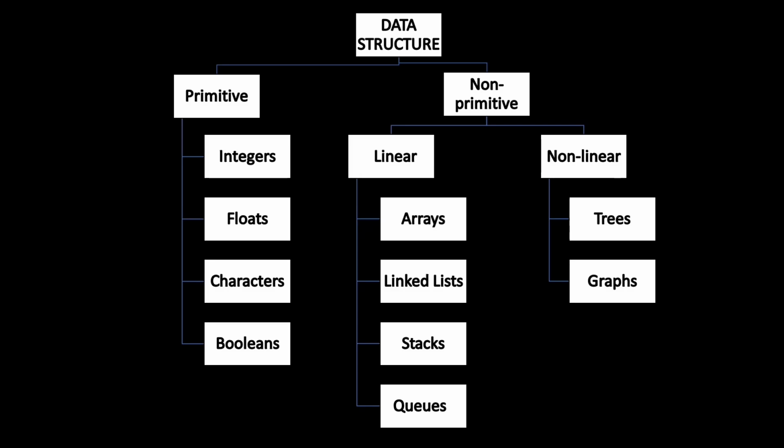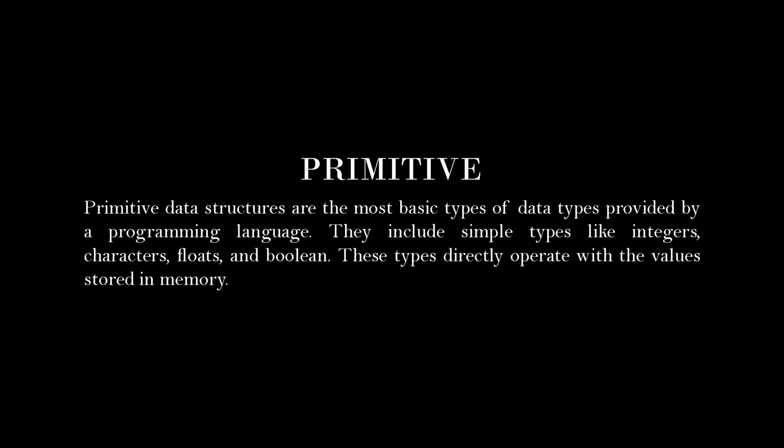So now about data structures, there are mainly two types of data structures, primitive and non-primitive. So I will brief about primitive data structures. Primitive data structures are the basic data types provided by the programming language. They include data types such as integers, characters, floats, and boolean. They are given by the programming languages and not given by the user, but the user can directly operate on the data types and use them efficiently.